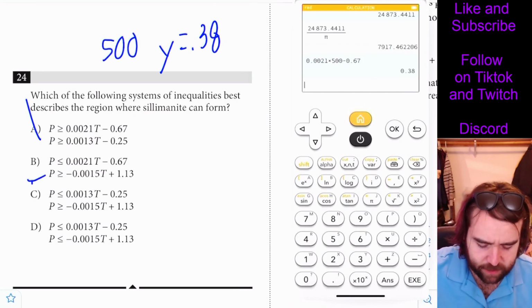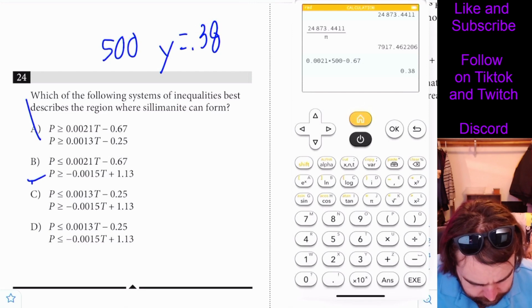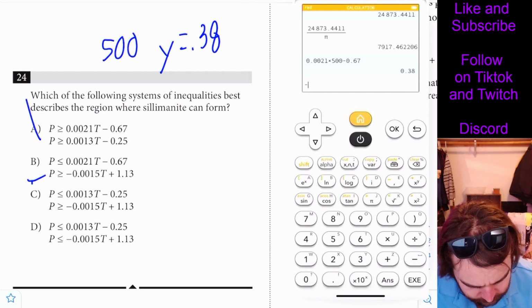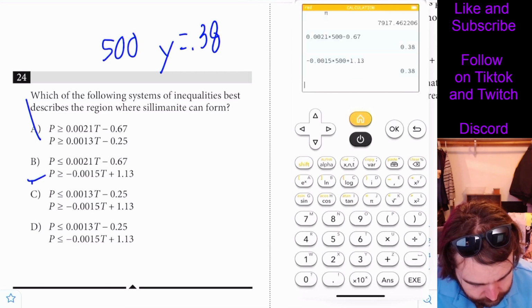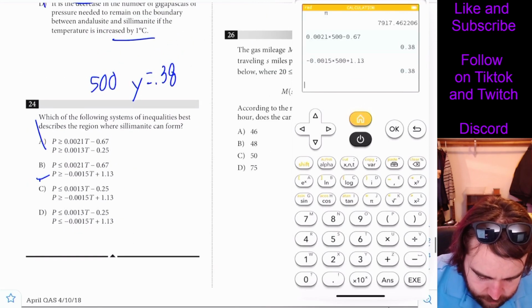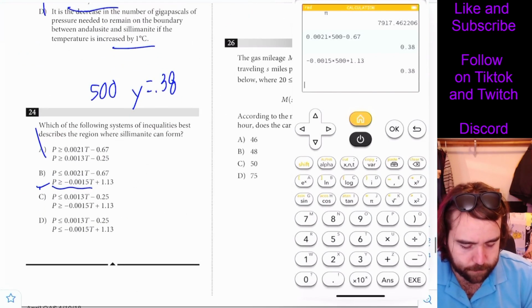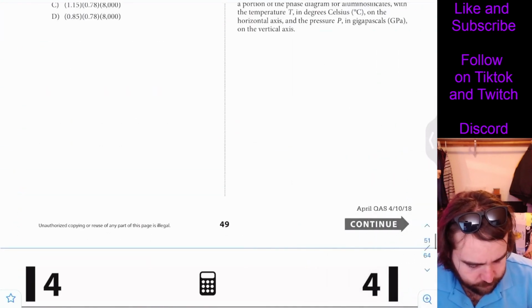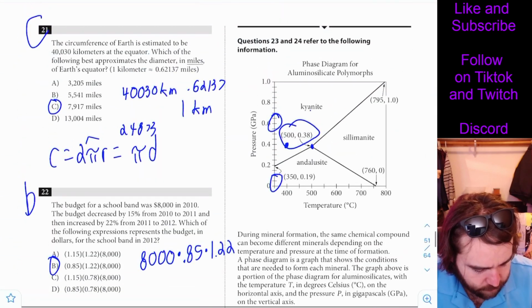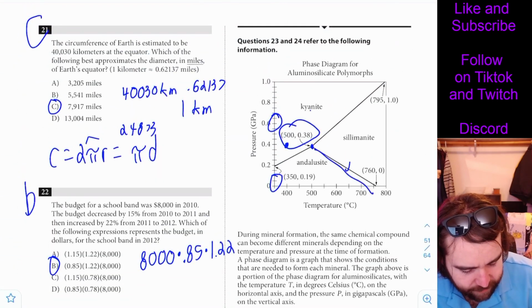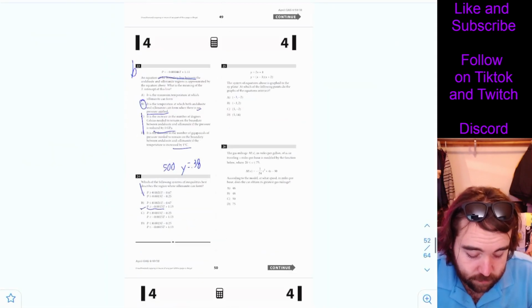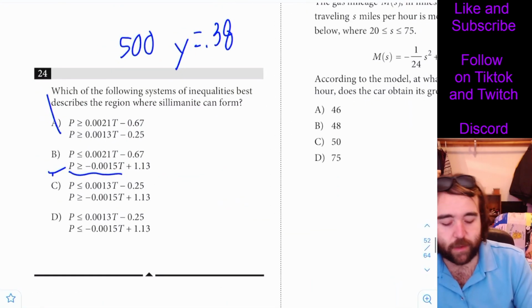If we plug that into the second one, is that correct? We go negative 0.0015 times 500 plus 1.13, which is also 0.38. So that's pretty good. Let's just make sure real quick. This is saying we're above the line with a negative slope. Is that the case if we go back to our graph? So we look for the line with the negative slope, and we want to be above it in the Sulamanite region, which is true. Okay, so I like B.